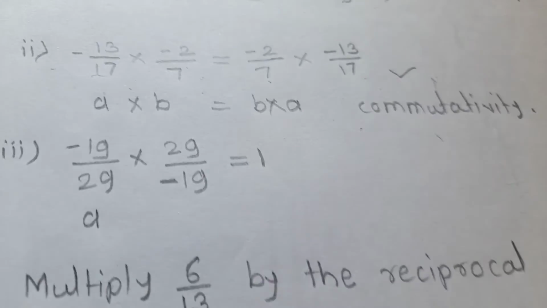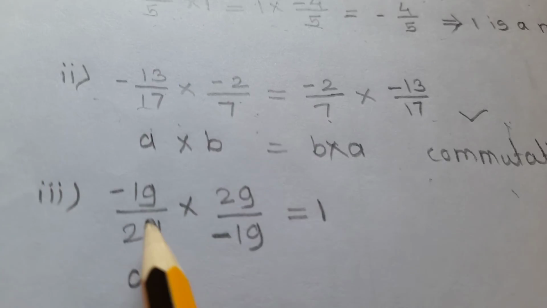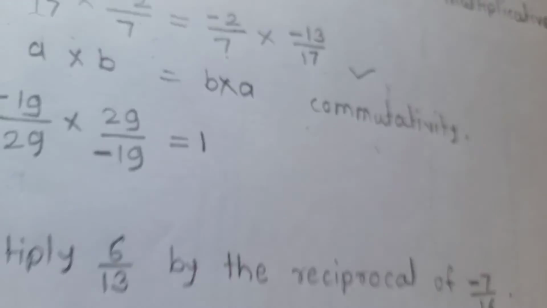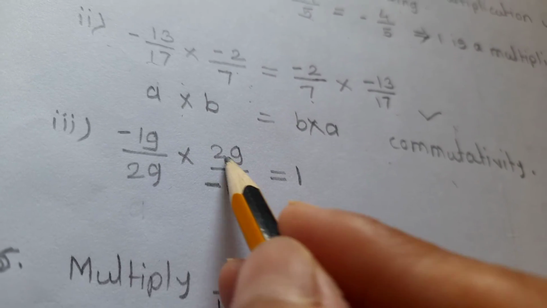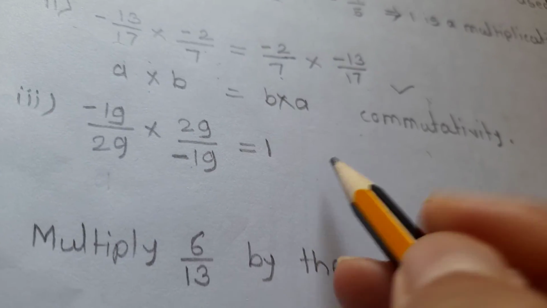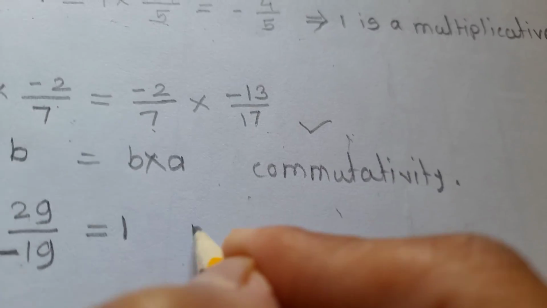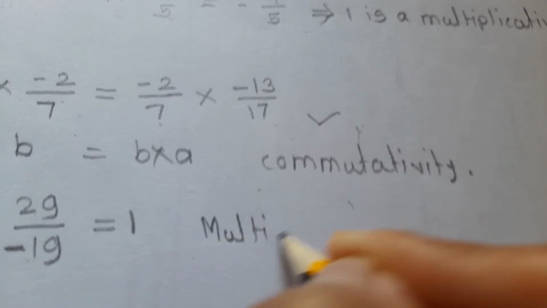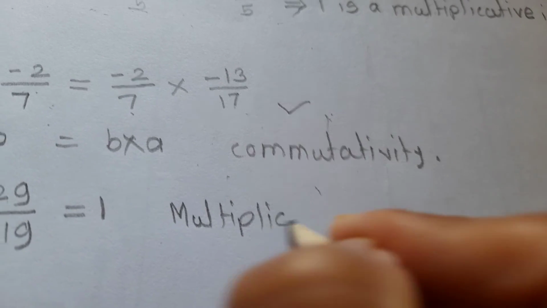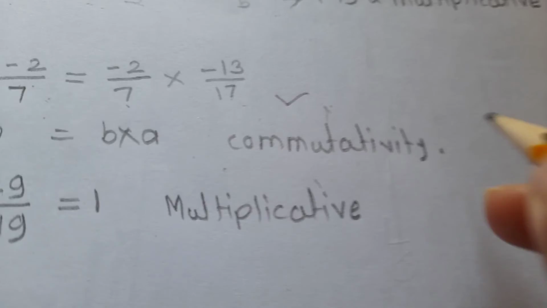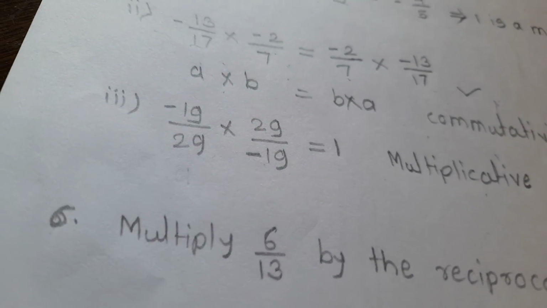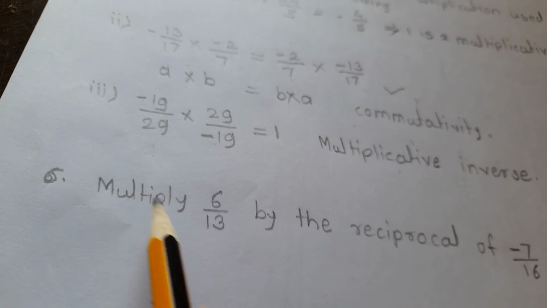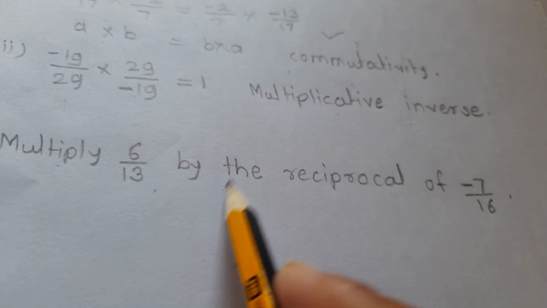Now third, minus 19 upon 29 into 29 upon minus 19 is equal to 1. Here the answer is 1, so the property is multiplicative inverse. 29 upon minus 19 is the multiplicative inverse of minus 19 upon 29. That's why the answer becomes 1.